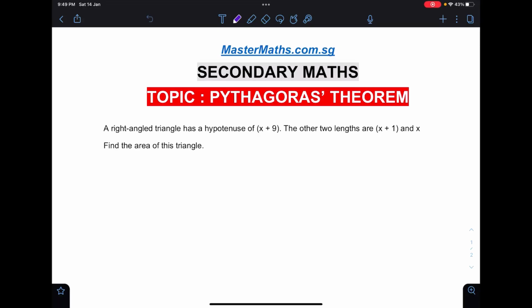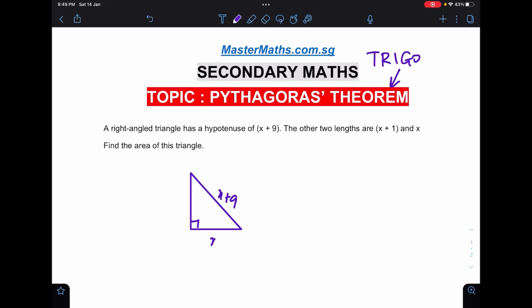Alright, we have a Pythagoras Theorem question here, which is part of this very, very big topic in secondary school mathematics of trigonometry. So Pythagoras Theorem is part of trigonometry. Now, a right-angled triangle has a hypotenuse of x plus 9. So let's draw that out. Okay, so over here is x plus 9. That's the hypotenuse. The other two lengths are x plus 1 and x plus 1. Find the area of these triangles.